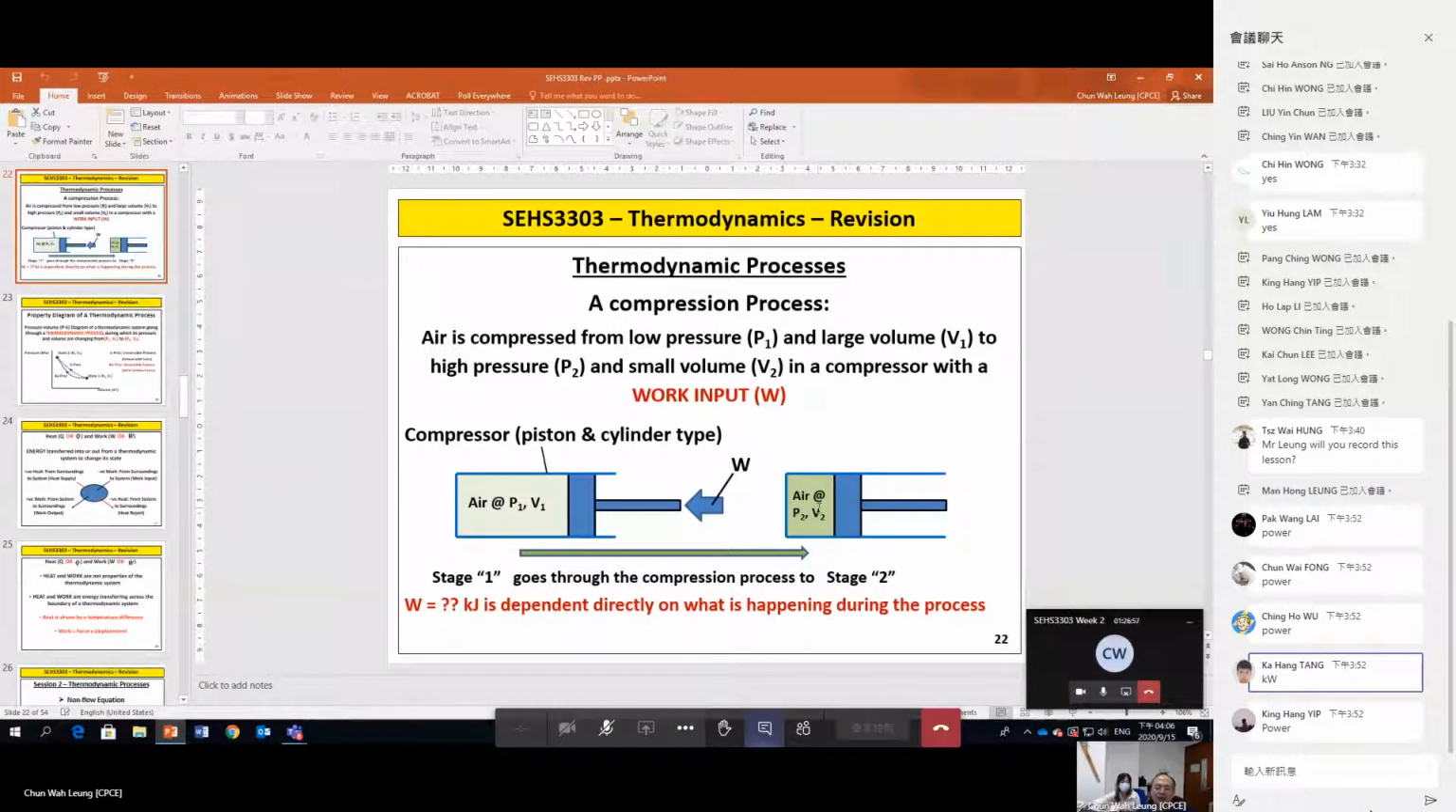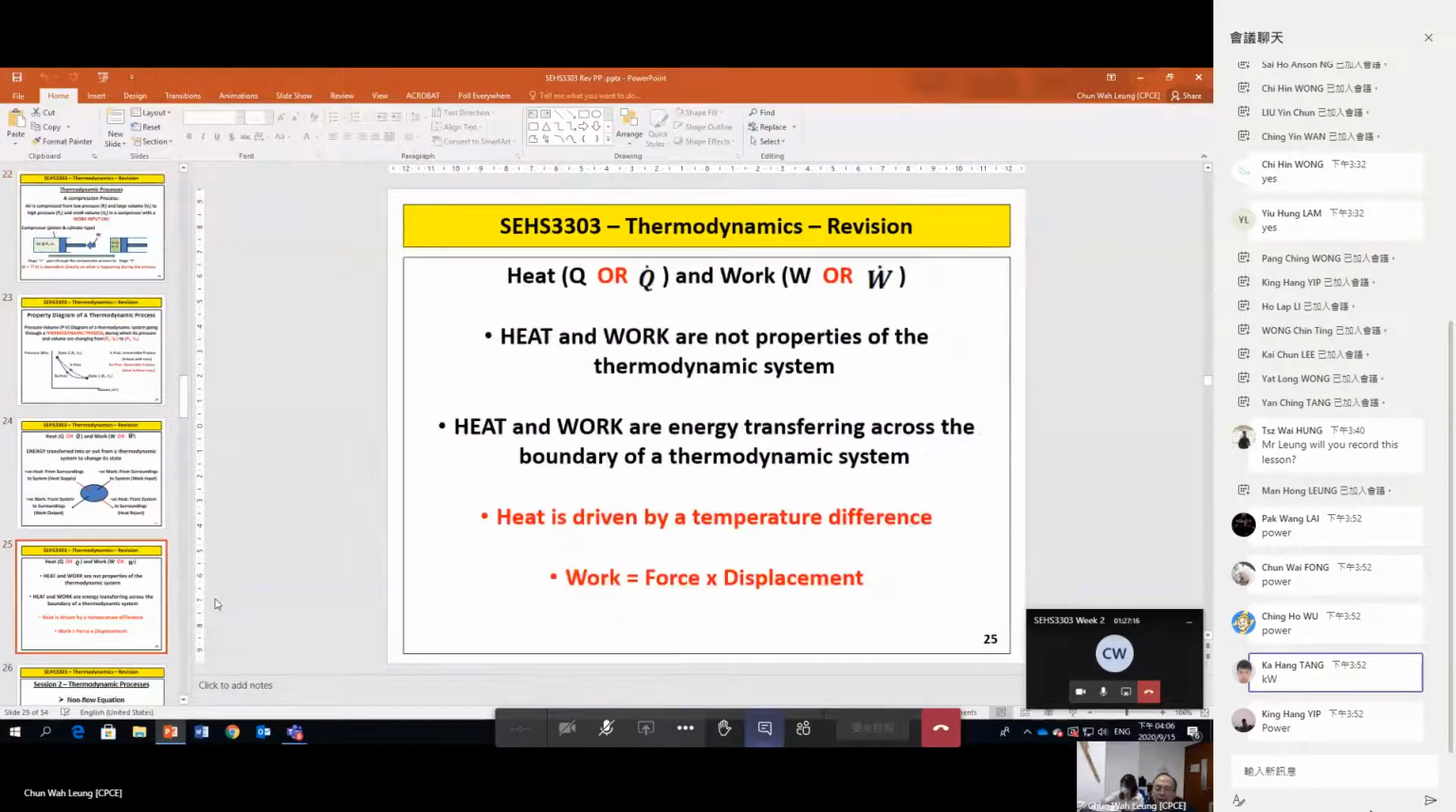And because of this work applied, for example, what is the final pressure? What is the final temperature? Right? So these are all the questions I want to ask. And all these questions can be solved by using the law and flow equation.